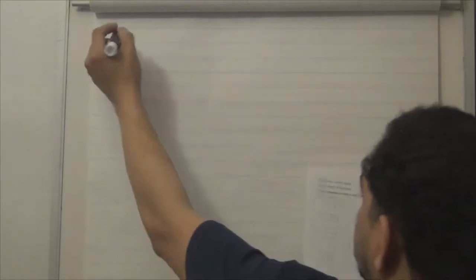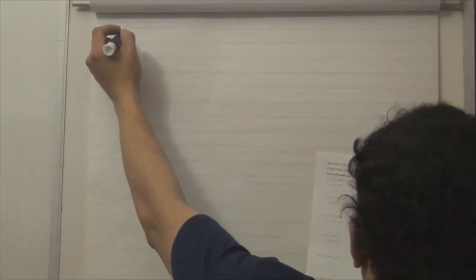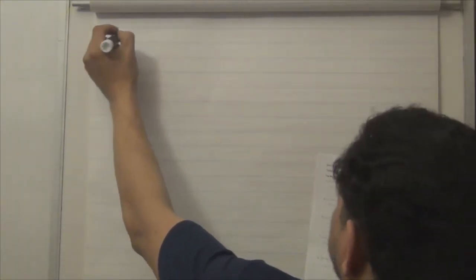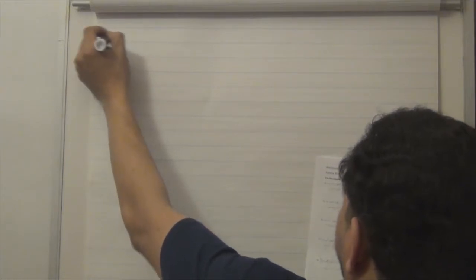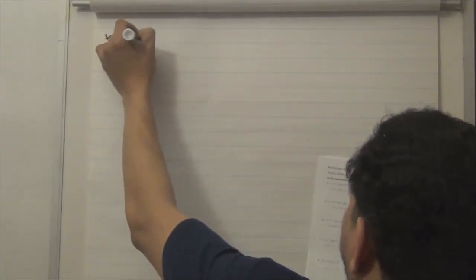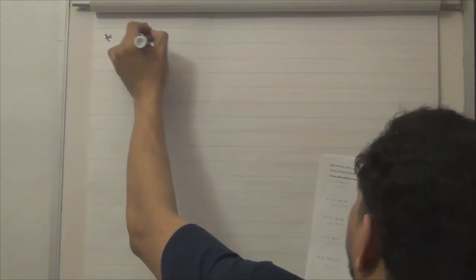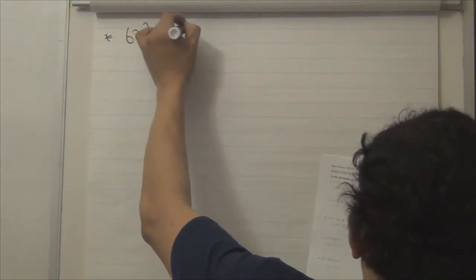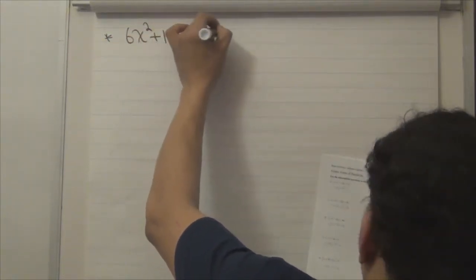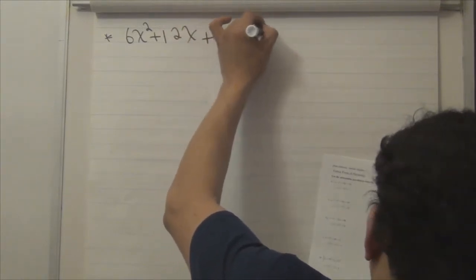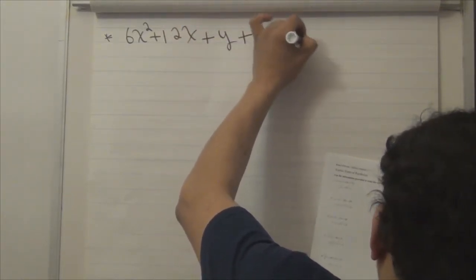Alright, let's do something that also has, oh yeah, delicious. Okay, watch this. I don't know what problem this is, but 6x squared plus 12x plus y plus 13 equals 0.